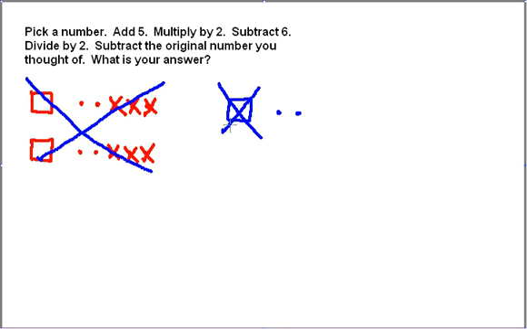And we could have also picked the number 1 or even 0. Let's just pick 0, be a little bit different here. Pick a number, 0, add 5. Well, 0 plus 5 is 5. Multiply by 2. 5 times 2 is now 10. Subtract 6. 10 minus 6 is 4. Divide by 2. 4 divided by 2 is 2. Subtract the original number that you thought of. Well, that was 0. So 2 minus 0 is now 2. Once again, that's our 2 dots there. It represents our answer of 2.